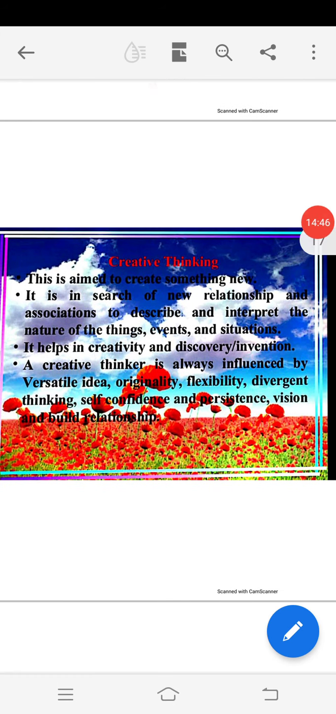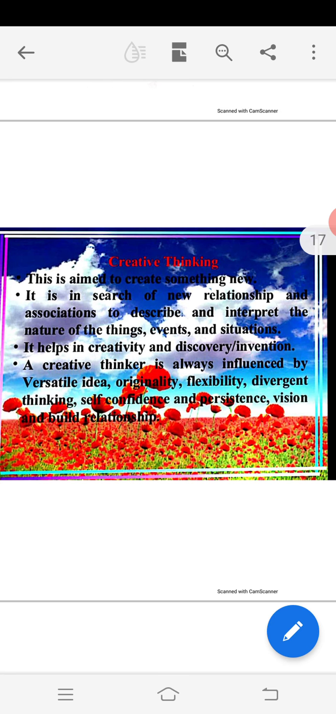Next come to creative thinking. In creative thinking, people create something new: ideas, facts. It is based on the nature of things, events, and situations. So people create new ideas, new things, and new elements, always based on association with the nature of things, events, and situations. And in creative thinking, people also discover or invent new ideas and new plans.